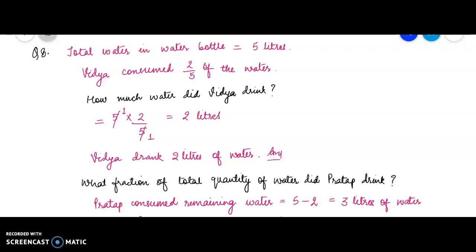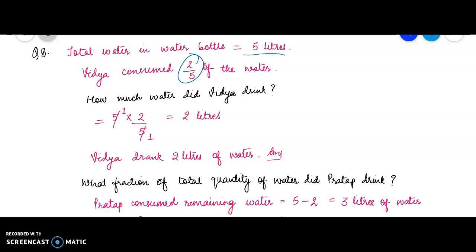So I can mention in my copy that the total water in the water bottle was 5 liters, and Vidya consumed 2 upon 5 of the water out of it. So, how much water did Vidya actually drink? This is the fraction given, but the question is asking about the quantity of water in liters.